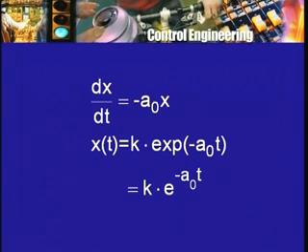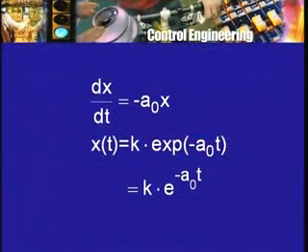When that is done, perhaps one cannot make a mistake, and therefore the solution x of t will be k into exponential of minus a0 into t, or writing it in a different notation, k into e raised to minus a0 t. This gives you the general solution, in the sense for any number k it gives you a solution, and all solutions look like this. Choose k equal to 1, I will get one solution, e raised to minus a0 t.